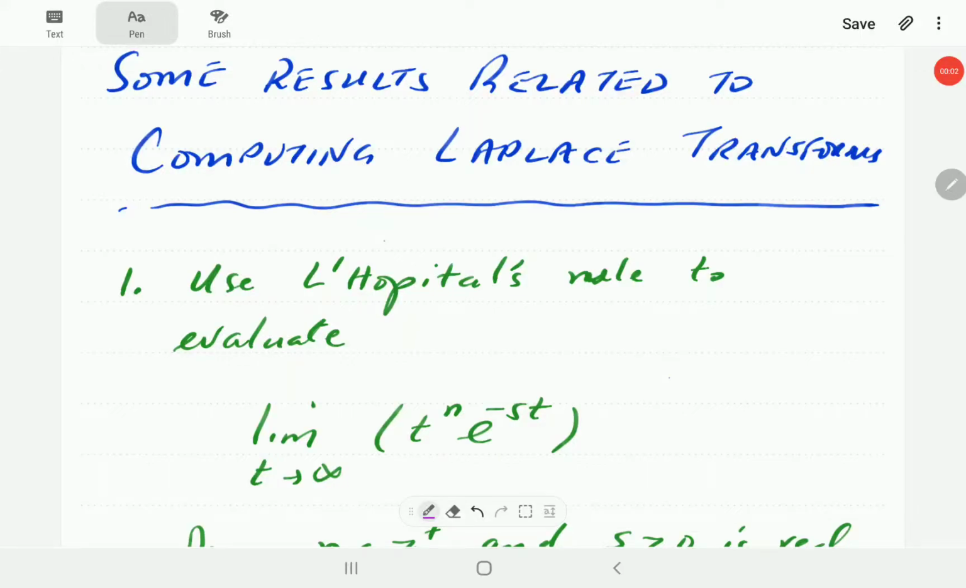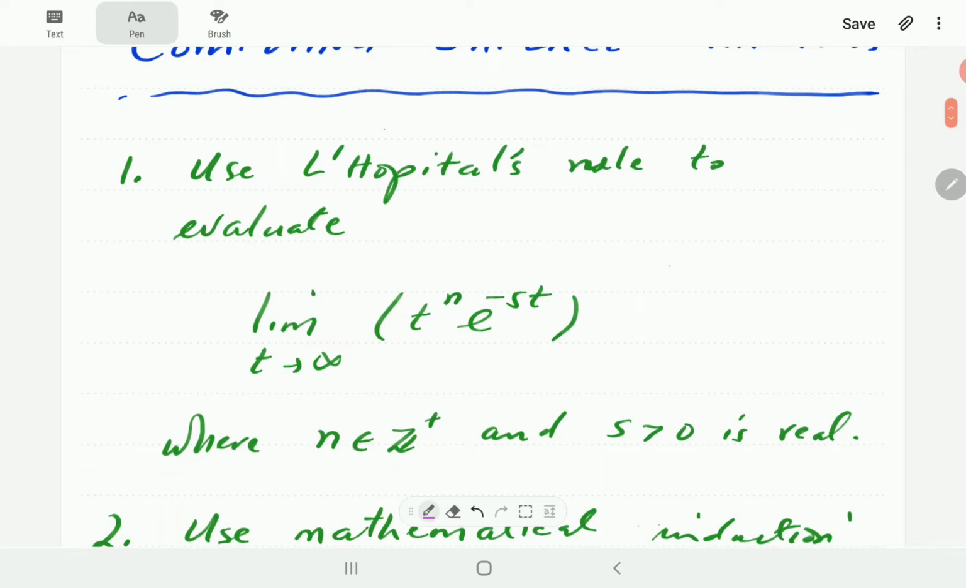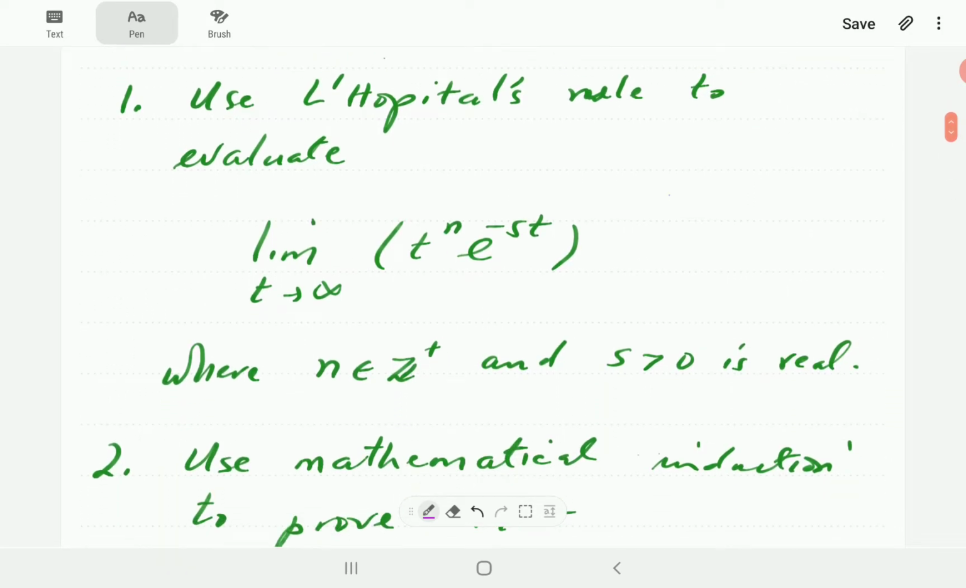Okay, in this video, we're going to establish some results that we use in computing Laplace transforms. And so we're going to establish these in a rigorous manner. So the first we're going to do, in the previous video, we saw a limit like this one. So we're going to work it out using L'Hopital's rule.